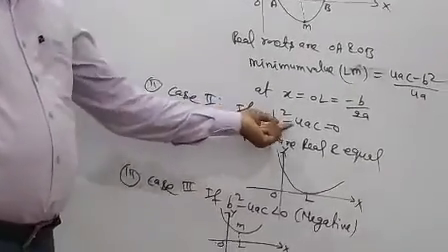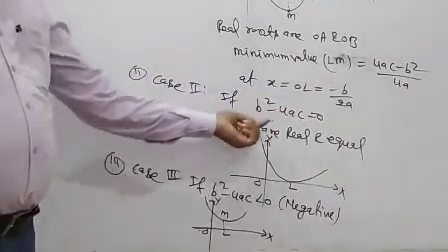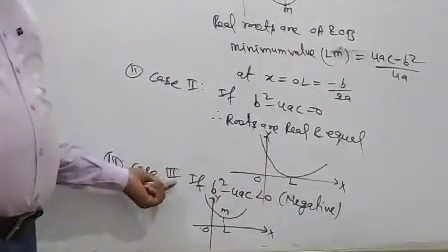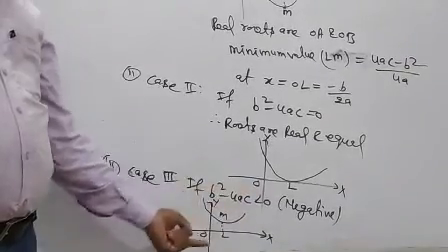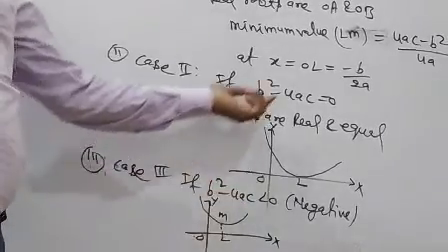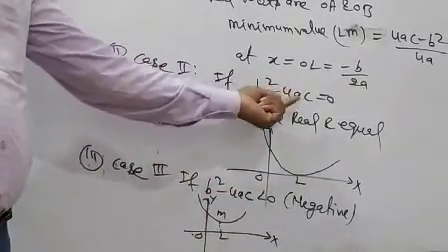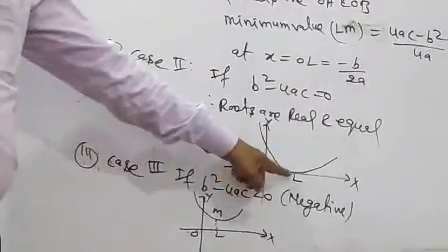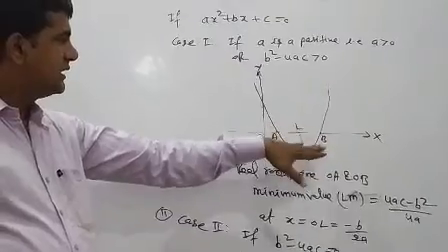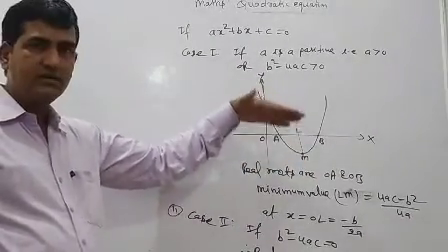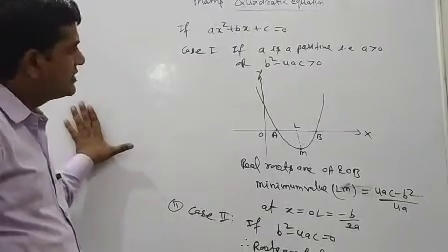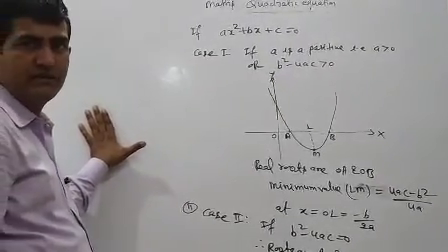Case second, if b square minus 4ac is equal to 0, the roots are real and equal, it means a graph of this type. And case third, if b square minus 4ac is less than 0, meaning a negative value, this vertex is above the x-axis. If b square minus 4ac is equal to 0, this vertex is at the x-axis. And if b square minus 4ac is more than 0, this vertex is down, below the x-axis. Okay? I am going to give an example. With the example I am going to explain.